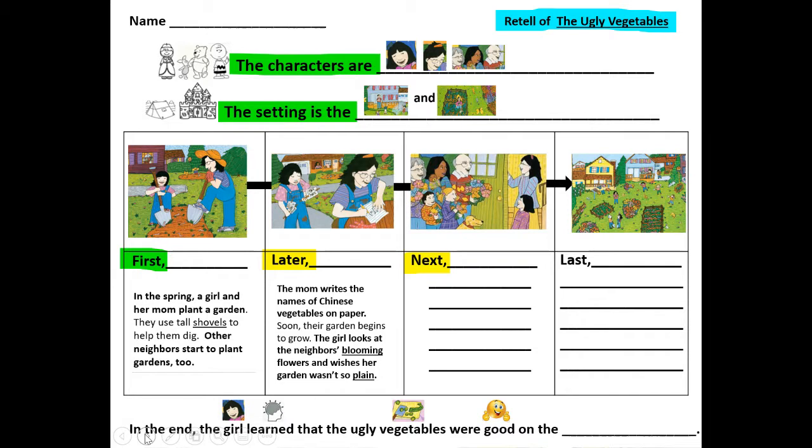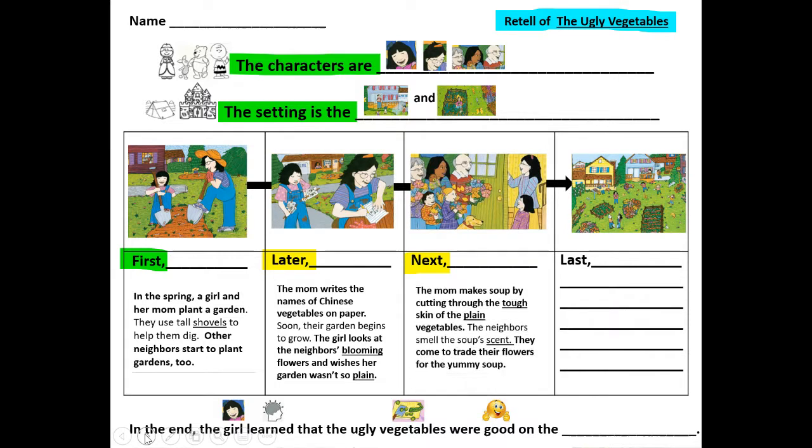Next, what does the mom do and the neighbors do? Next, the mom makes soup by cutting through the tough skin of the plain vegetables. The neighbors smell the soup scent. They come to trade their flowers for the yummy soup.